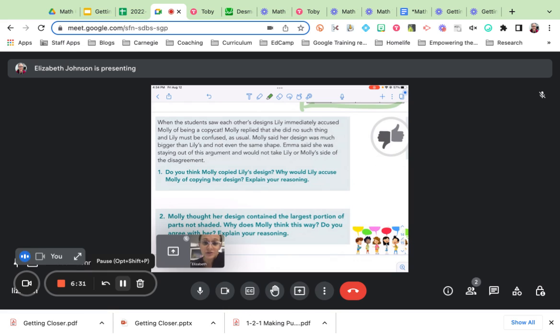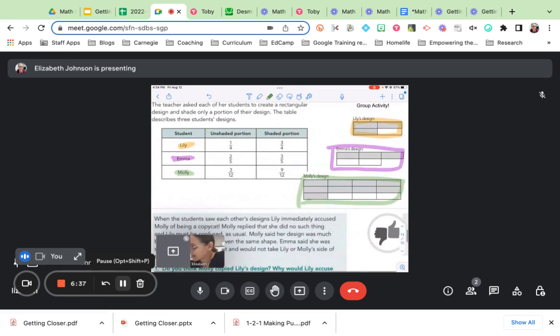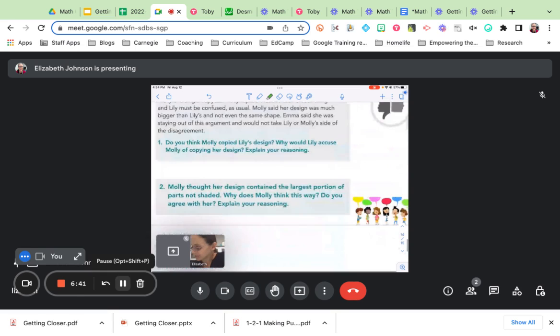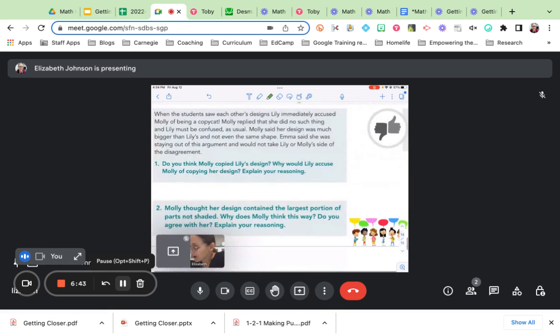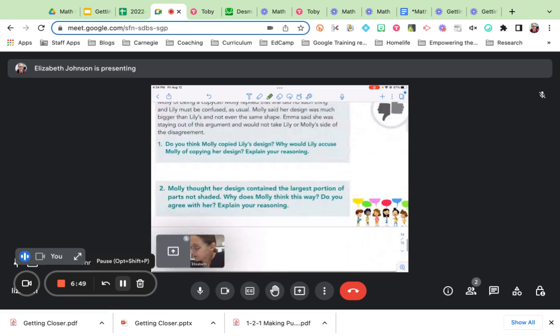Well, here's the question for you. What do you think? Do you think that Molly, she's in green, copied Lily's design? She's in orange. Did Molly copy Lily? Why would Lily accuse Molly of copying her design? What do you think? So as a group, you want to think about that and see if you can understand that explanation. Choose a side and then write down what you think.